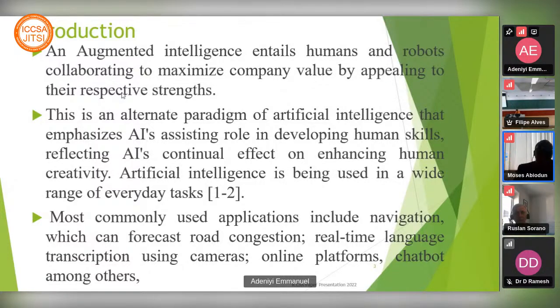Augmented intelligence entails humans and robots collaborating to maximize company value by appealing to their respective strengths. We are looking at an alternative paradigm of artificial intelligence that emphasizes AI's assisting role in developing human skills, reflecting AI's continual effect on human creativity. The most commonly used applications include navigation, which can forecast road congestion, real-time language translation using camera, online platforms, chatbots, among others.